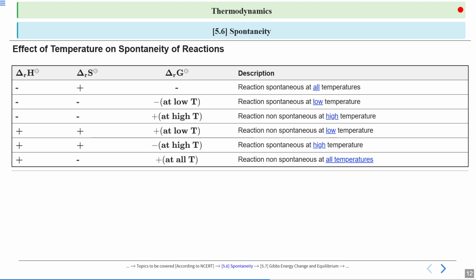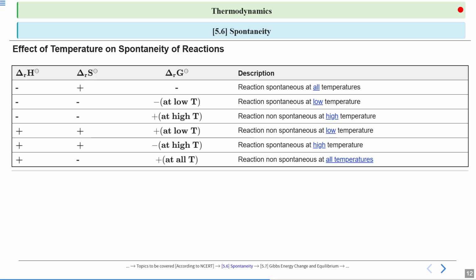What is the third case? Third case is that you take both the values as positive. If both values are positive, then the reaction will be non-spontaneous at lower temperature and highly spontaneous at high temperature. And the last case, in which the enthalpy change is positive and the entropy change is negative, in that case, all temperatures will favor the non-spontaneous process. There will be a non-spontaneous reaction if we have enthalpy change positive and entropy change negative.